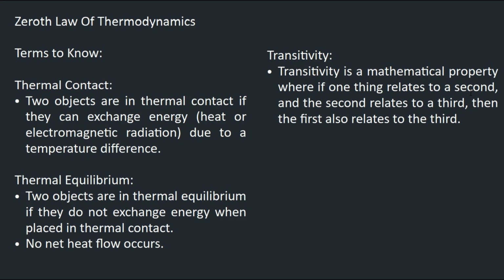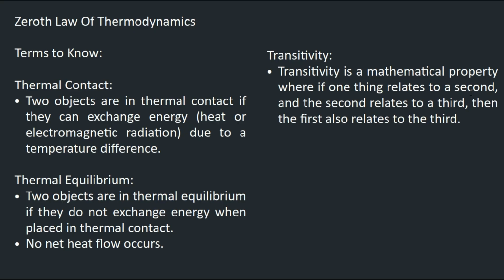So let's move forward. Thermal equilibrium. Two objects are in thermal equilibrium if they do not exchange energy when placed in thermal contact. So no net heat flow occurs. That is kind of simple. If you have two things which are of the same temperature, if you touch them, there is no exchange, or if there is an exchange of energy, the net is zero.